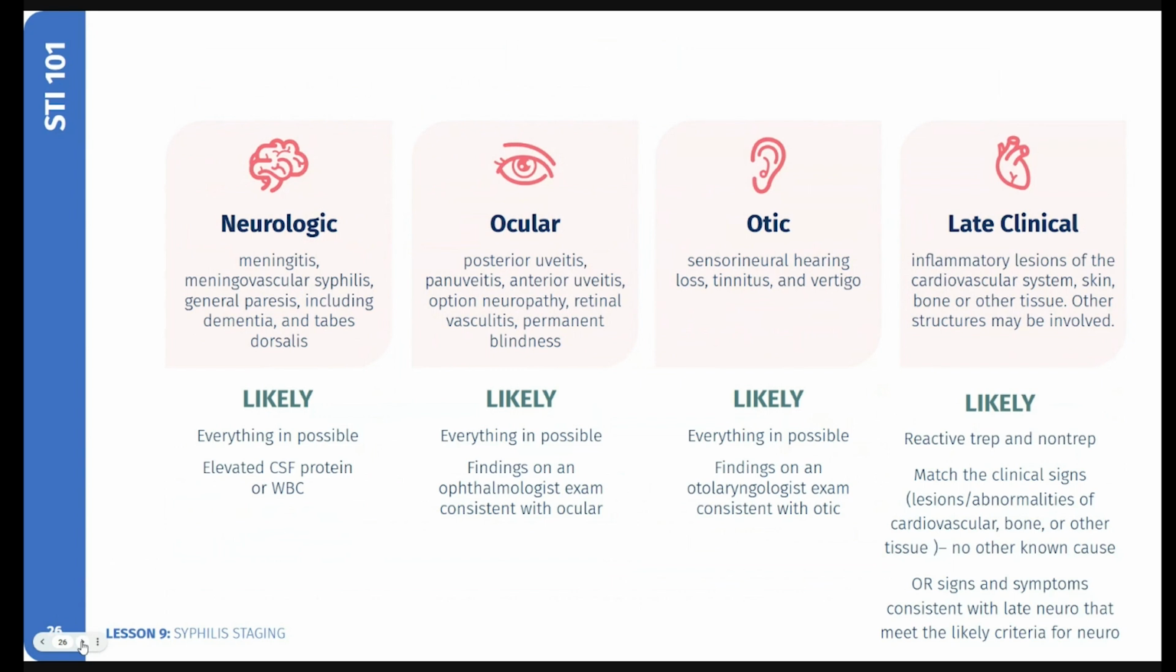For ocular syphilis, the additional sign would be any findings in an ophthalmologist exam that are consistent with ocular syphilis. For otic syphilis, the additional sign would be any findings in an exam that are consistent with otic syphilis. For late manifestations, this would be any of the listed signs and symptoms with no other cause, or the presence of signs or symptoms consistent with late neurosyphilis that meet likely criteria for neurosyphilis.